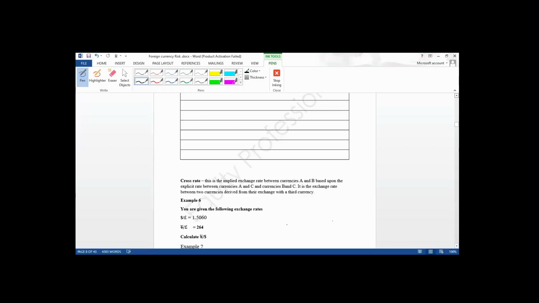Cross exchange rates is the implied exchange rate between two currencies, say currency A and currency B, based upon their explicit relationship with the third currency.